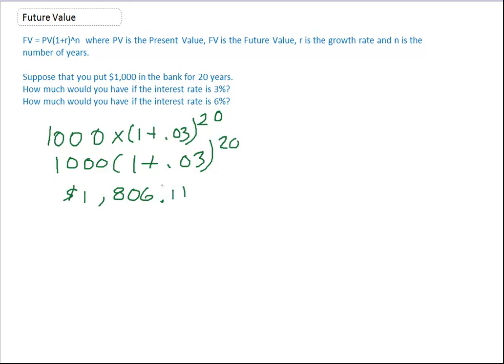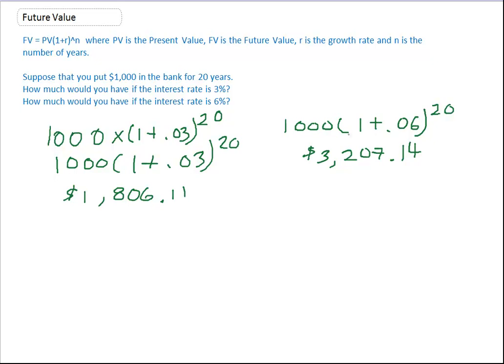11 cents at 3%. Now if I do the same problem at 6%, we have $1,000 times 1 plus 0.06 for 20 years. 0.06 stands for the decimal form of the 6%. I calculate that I would have $3,207.14. Either case, same time periods, but notice I have a lot more money.